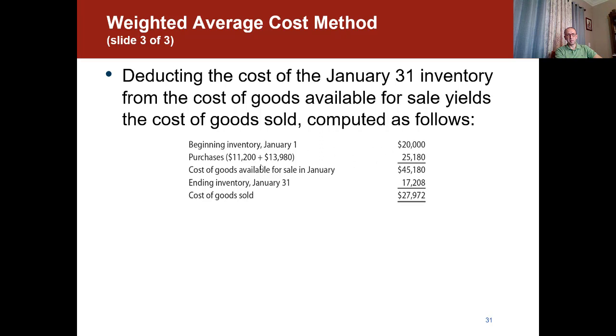We still have our beginning balance plus the purchases. It gives us the cost of goods available for sale. Then we subtract the ending inventory that we just calculated, which is 17,208, and the cost of goods sold would be 27,972. So again, here we've seen the three different methods, FIFO, LIFO, and weighted average, applying the periodic system. So let me stop here. In the next video, we'll start comparing these methods and see which one would lead to higher cost of goods sold and lower cost of goods sold.